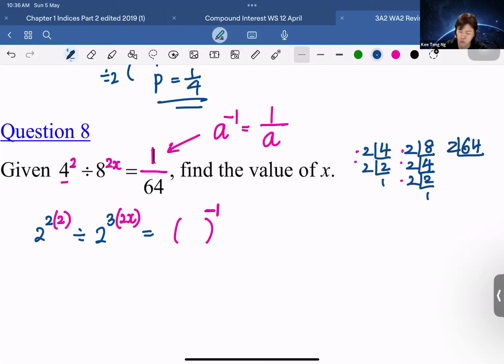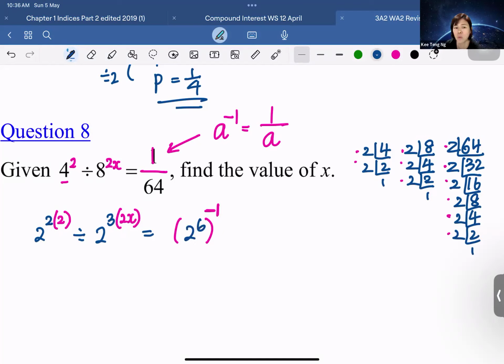64 divided by 2 is 32. Divide by 2 again, 16. Divide by 2, 8, 4. So eventually we have 64 is 2 to the power 1, 2, 3, 4, 5, 6. So that will be 2 to the power of 6.